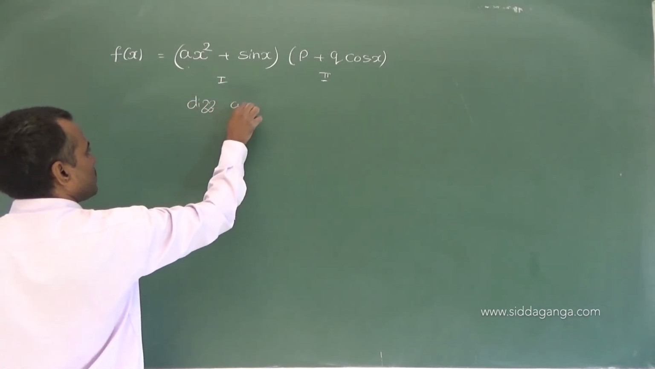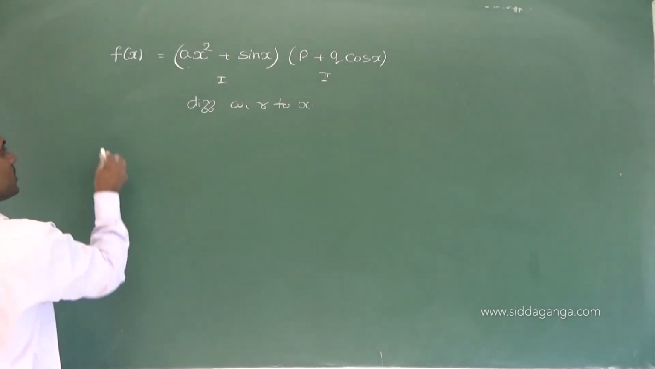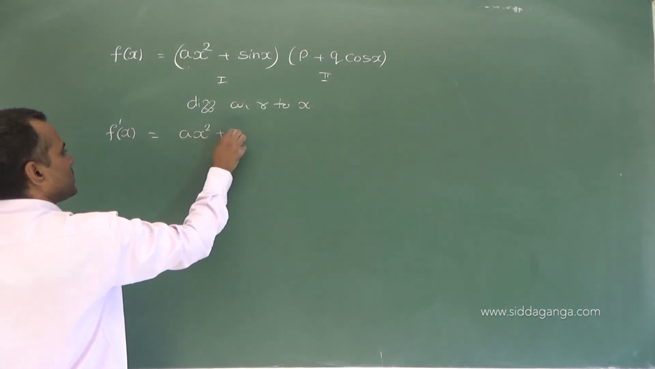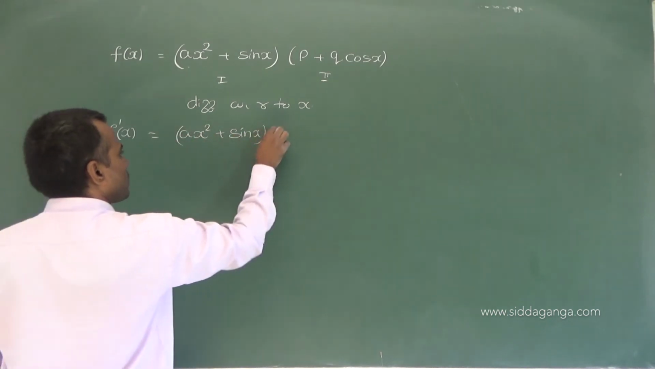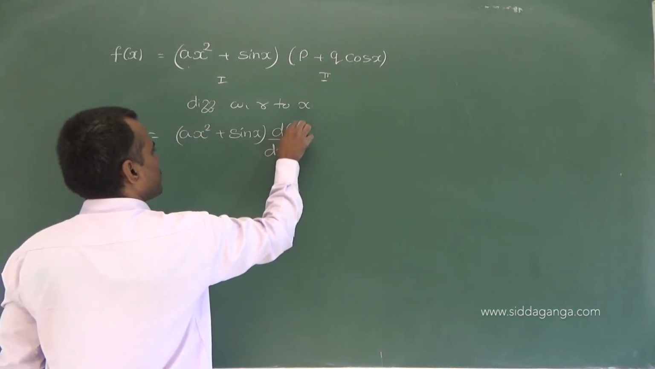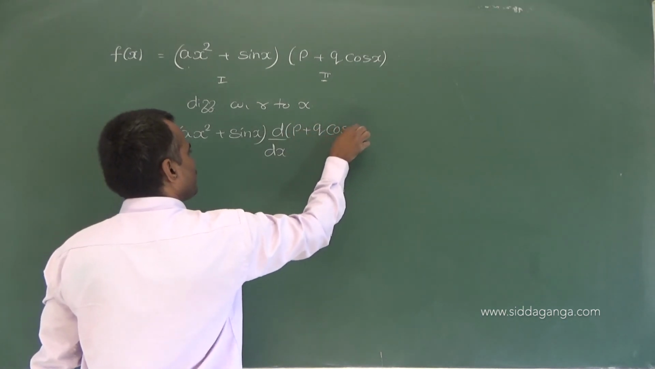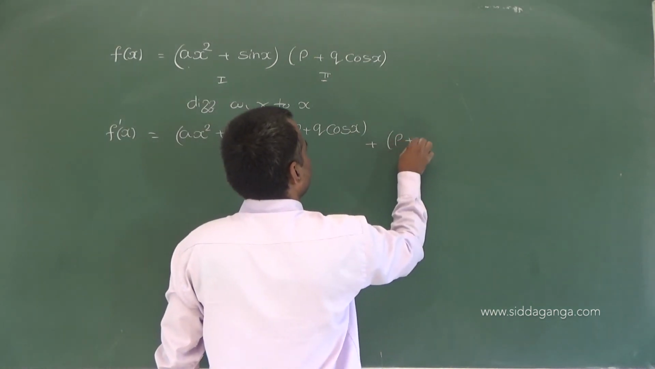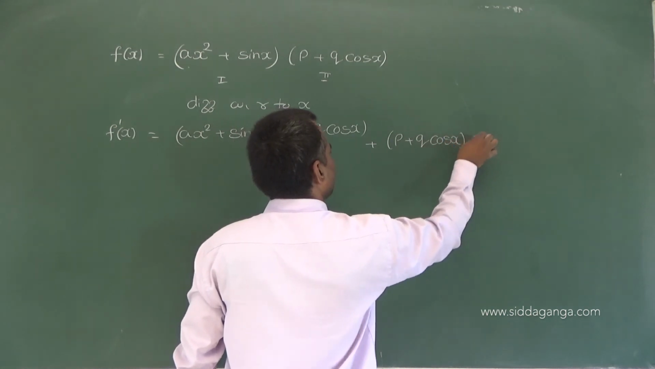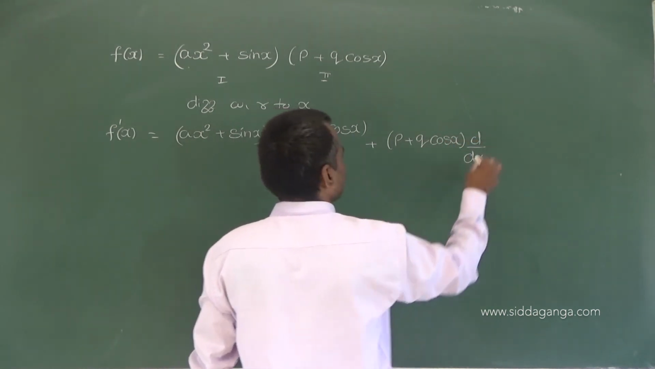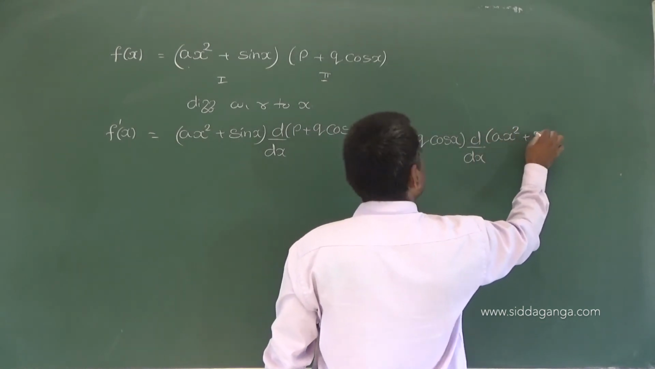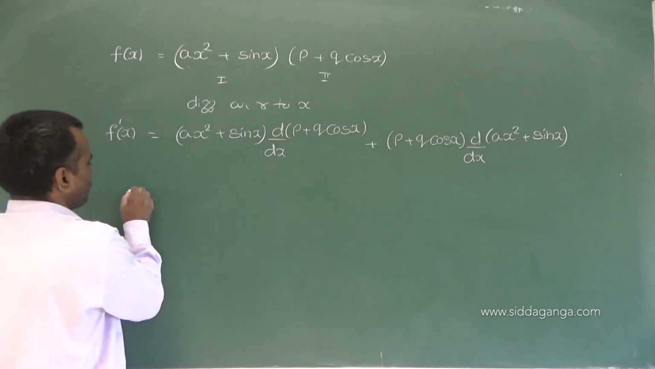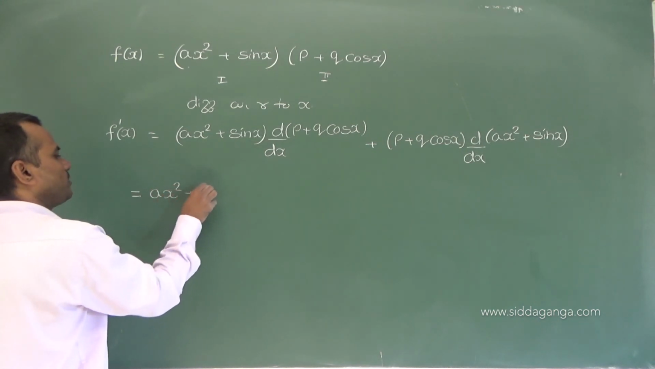Differentiate with respect to x. f'(x) is first function (ax square + sin x) into d/dx of (p + q cos x), first function into derivative of second function, plus (p + q cos x) into d/dx of (ax square + sin x).